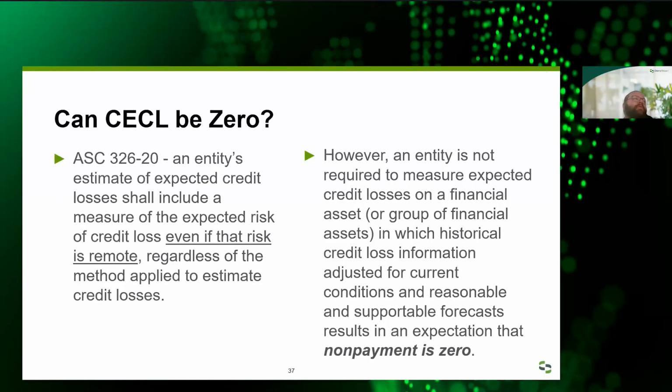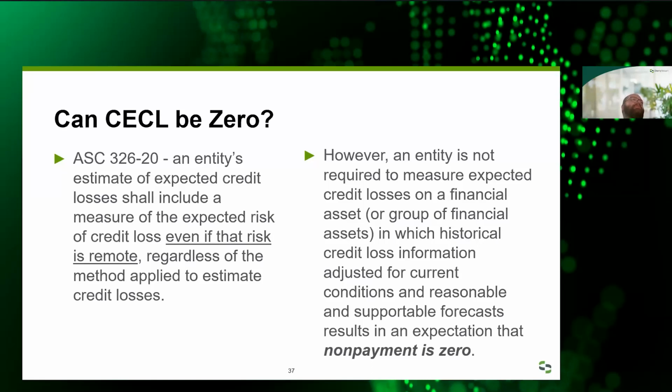So one of the most common questions that I'm sure a lot of you are thinking is, well, I don't have any loss history, so it's got to be zero. Well, the standard says that you should still do this even if that risk is remote. Remote's generally considered 10% or less. And so you would still have to apply this.